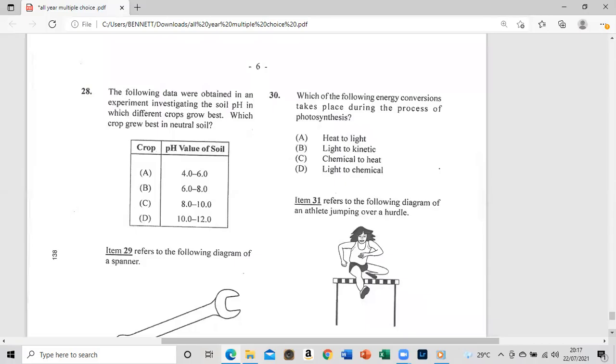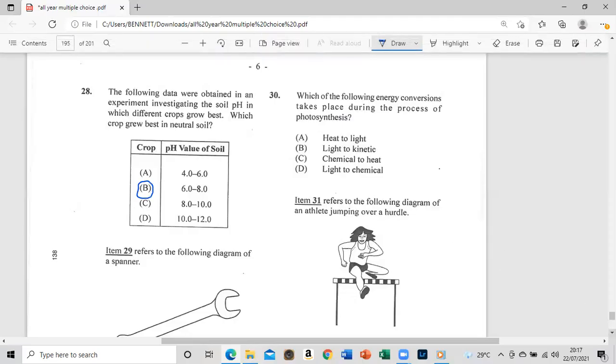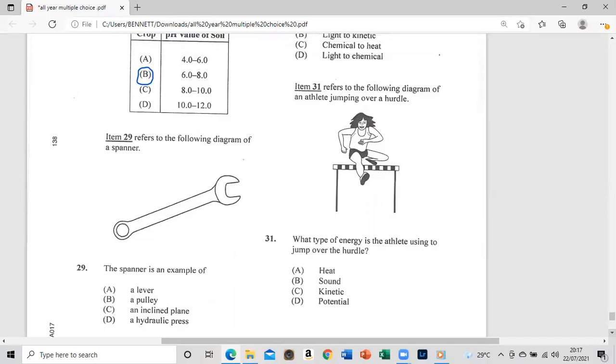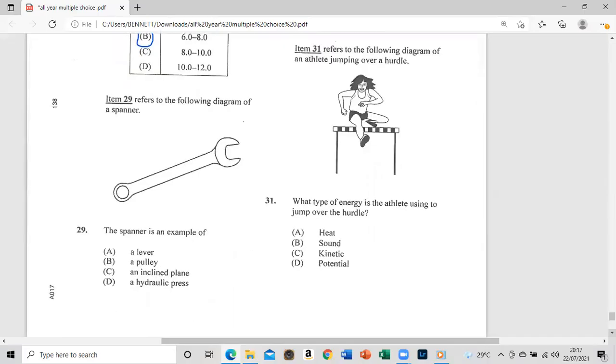All right, the following data were obtained in an experiment investigating soil pH in which different crops grow best. Which crop grew best in neutral soil? So is it A, B, C, or D? And that would be B, 6 to 8, right? Number 7 is the margin.